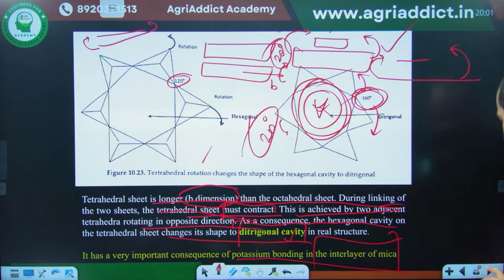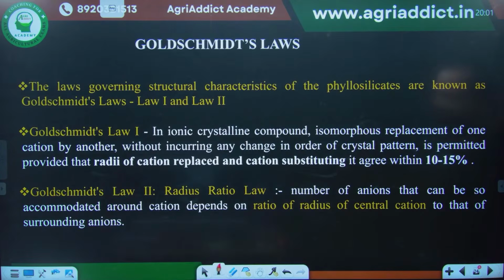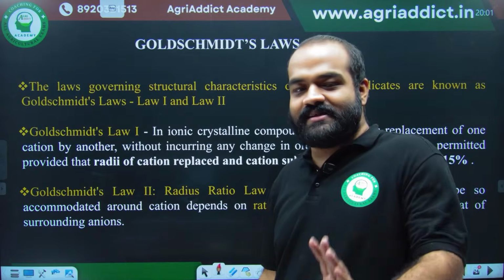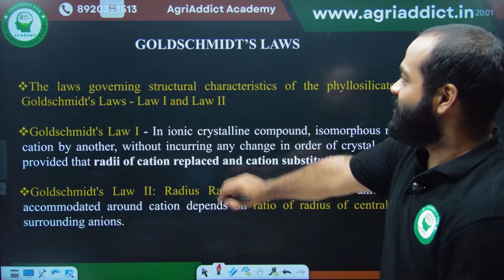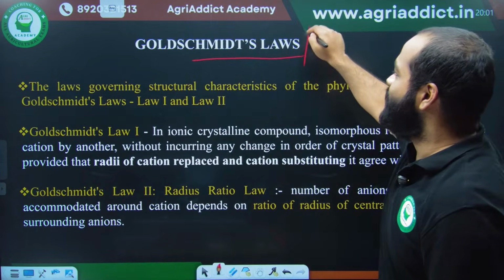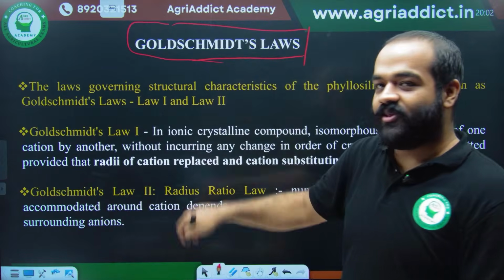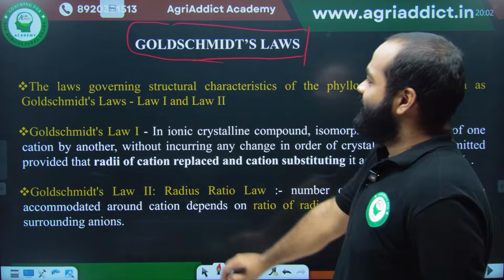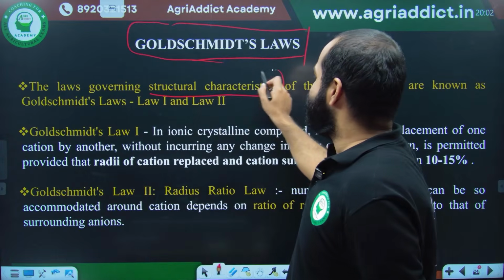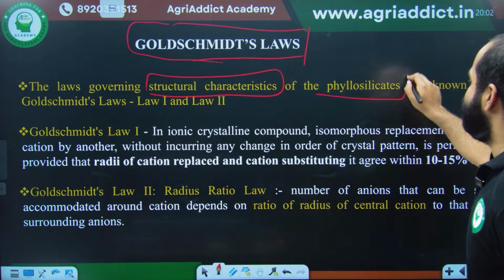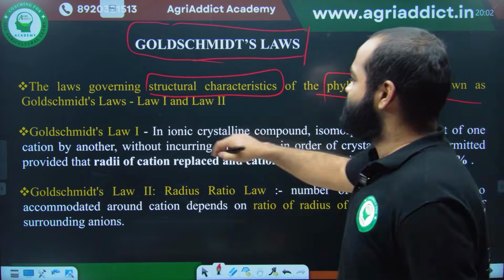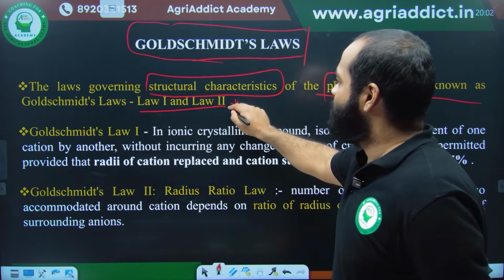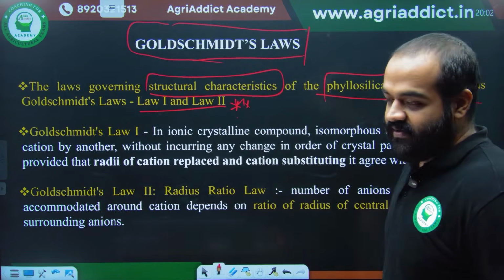All right, moving on. I think we have no more difficulty with structure now. Now we are coming to Goldschmidt's laws. We all know what Goldschmidt's law is. You all definitely know, so we will not waste much time on this. The laws governing the structural characteristics of the phyllosilicates are Goldschmidt's law 1 and law 2. Both of these are very important.